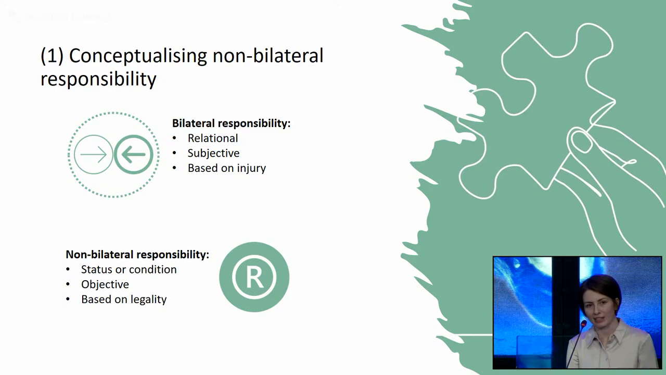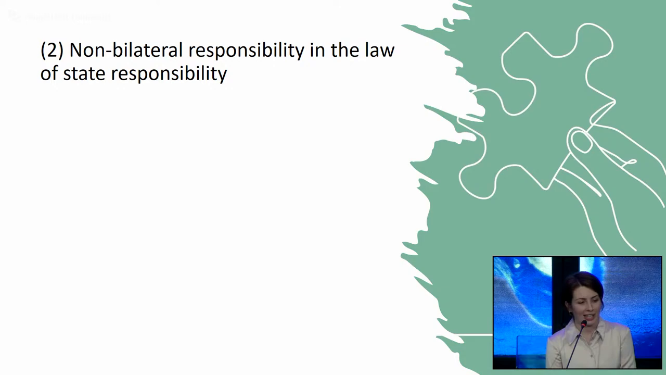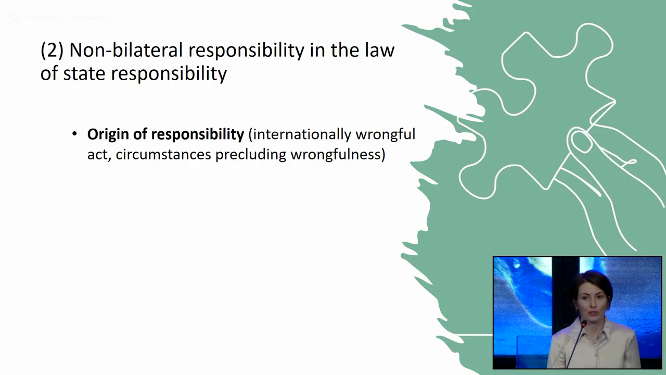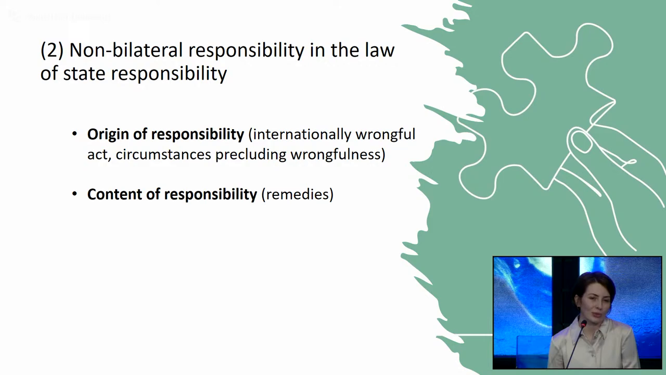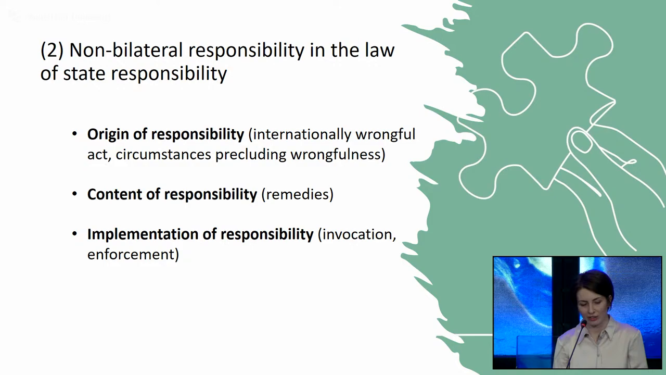Moving to the law of state responsibility, I apply this theory to the different stages of the law of state responsibility to ascertain whether it fits, so whether it works as a theory with the modern law of state responsibility. The three stages are the origin of responsibility, so that's the initial breach, and circumstances precluding wrongfulness, which are essentially defenses in international law. The content of responsibility, so that's the legal consequences of the breach, usually remedies. And implementation of responsibility, which means invocation and enforcement.